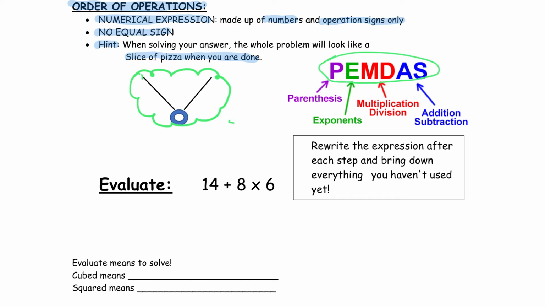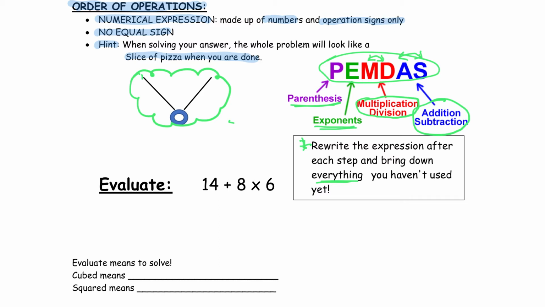PEMDAS: parentheses first, then exponents, then multiplication or division, whichever one comes first from left to right in the problem. And then addition or subtraction, whichever comes first in the problem. Also, please be sure you rewrite the expression after each step and bring down everything you haven't used yet.